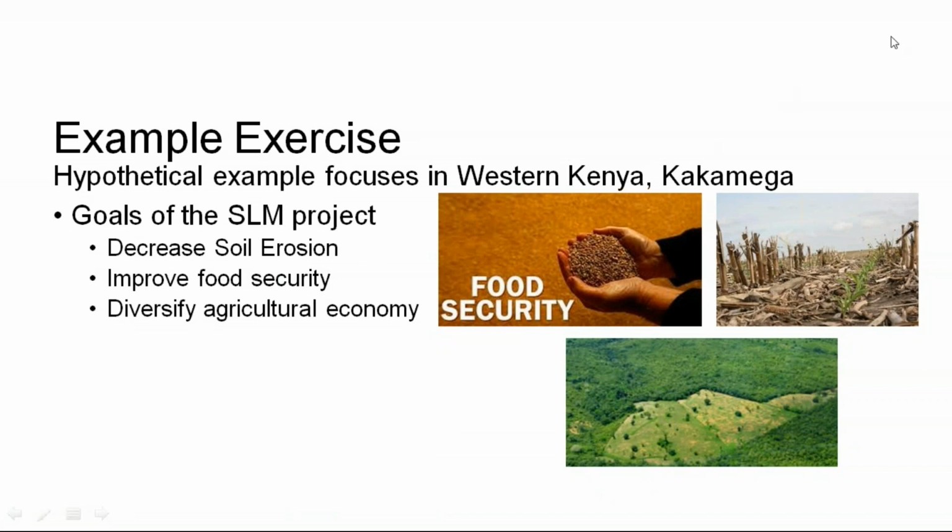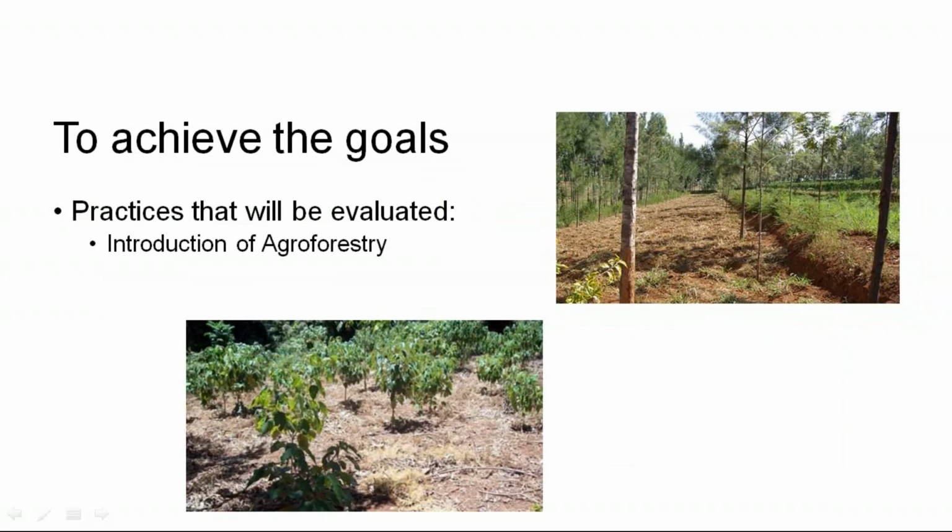So this is an example exercise. It's a hypothetical example of a project in Western Kenya in the Kakamega forest. Even though it's hypothetical, a lot of the data, information, and land use is actually taken from a real project which we worked with in Western Kenya. So the goals of this particular project are to decrease soil erosion, to improve food security, and also to diversify the agricultural economy. So to achieve these goals, practices that will be evaluated are the introduction of agroforestry.